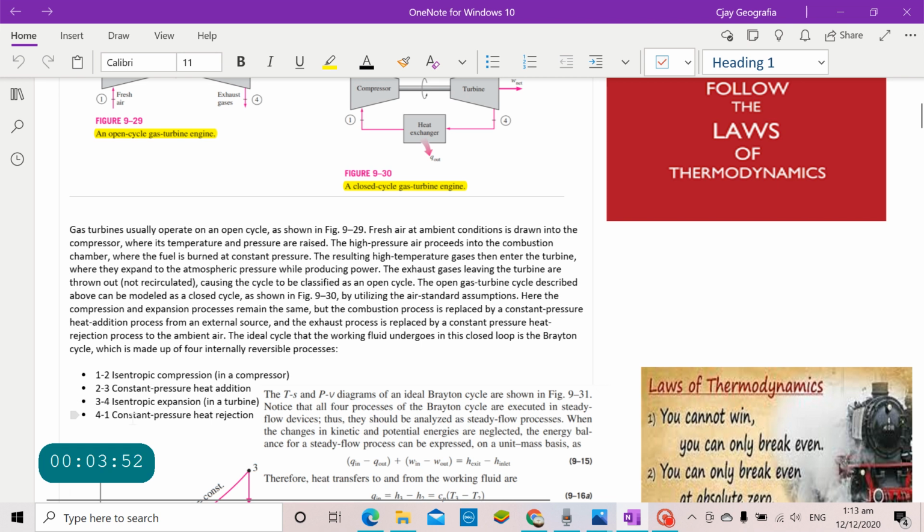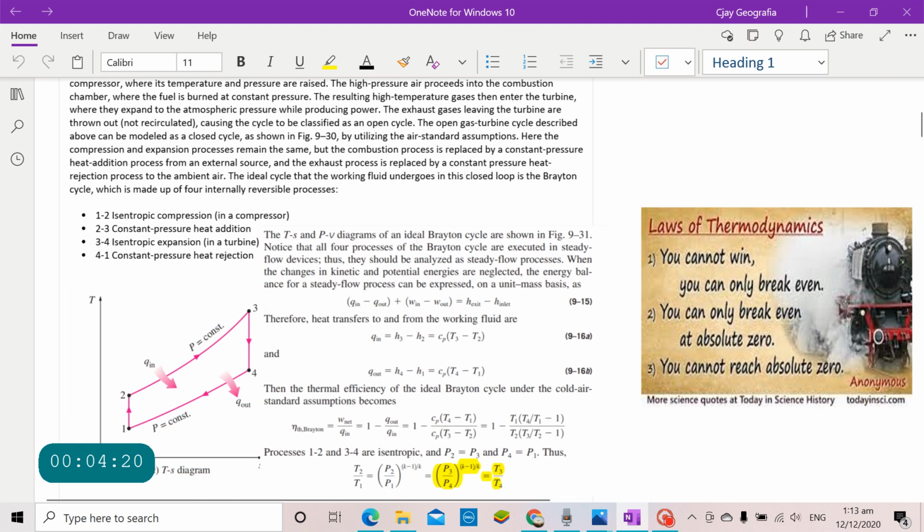And the last is 4 to 1, because it is a closed system which is interconnected. It will end at 1 and start again from 1. So for 4 to 1, it is constant pressure heat rejection, cooling the air at a constant pressure back to its initial condition because it is a closed system. So again, note the T-s and P-v diagrams of the regular Brayton cycle are shown in figure 19.21.